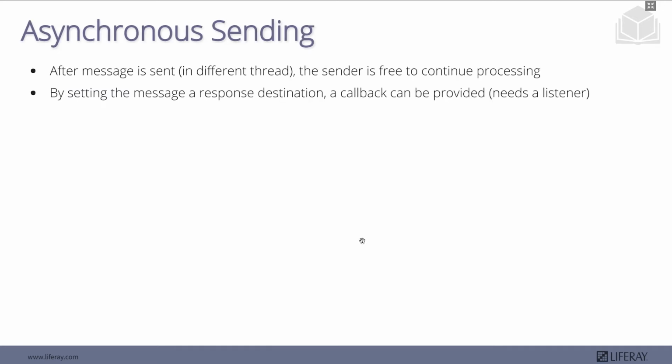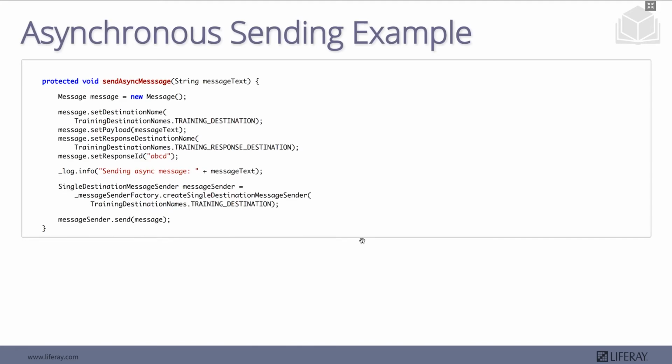So that's direct sending. Asynchronous, the idea here is a message is sent, and then the sender can continue on with whatever it needs to do. Now, when we send a message, we can also have a callback. The idea here is once the message is received, we can let the sender know. In order for this to happen, though, we need a listener.